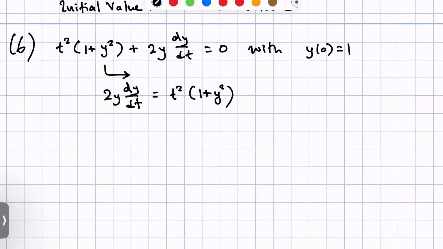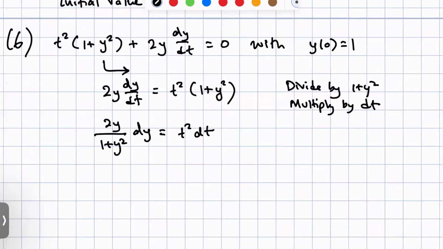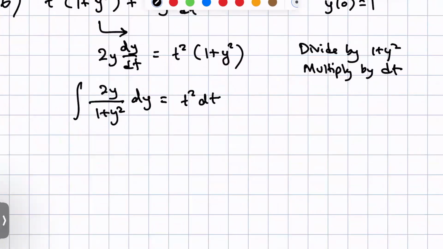Now let's try to move all the y's to one side. So divide by 1 plus y squared and multiply by dt. So we have 2y over (1 plus y squared) dy is equal to negative t squared dt. And now let's integrate both sides. Now the right-hand side is simple. It's negative 1/3 t cubed plus c.